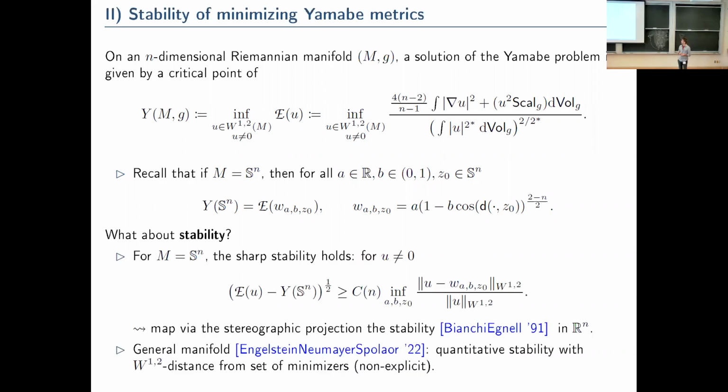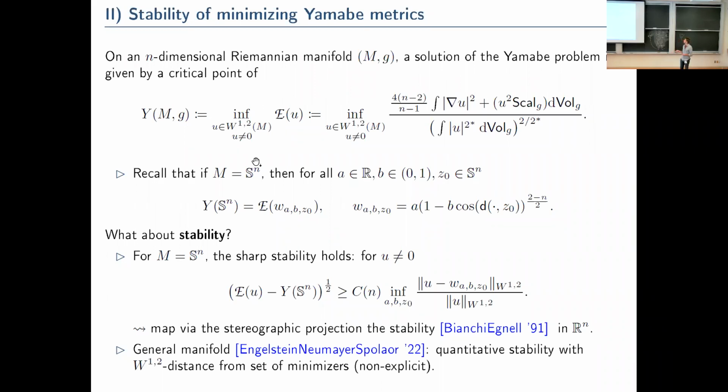And what about stability? If a function is almost minimizing here, is it close in some sense to this family? The answer is yes. And what is surprising is that you can actually bring the whole Bianchi-Egnell stability of the sharp Sobolev inequality in R^n back to the Yamabe problem on the sphere via stereographic projection.